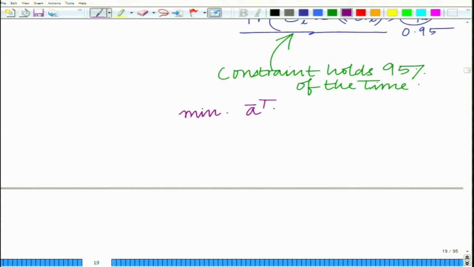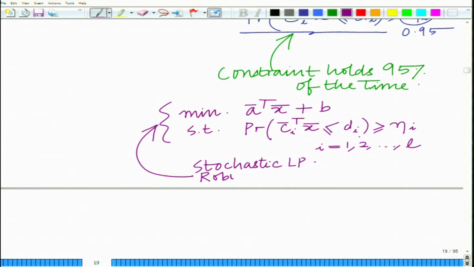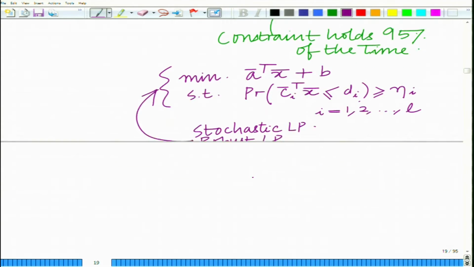I can write this as: minimize A bar transpose x bar plus b, subject to the constraint that the probability that C bar I transpose x bar is less than or equal to di is greater than or equal to eta I, for I equals 1 up to L. So this is your modified stochastic LP, or you can call it a robust LP, because the constraint is random in nature or holds with a certain probability, and because you are taking the uncertainty in C bar I into account. Now, let us modify this problem further.